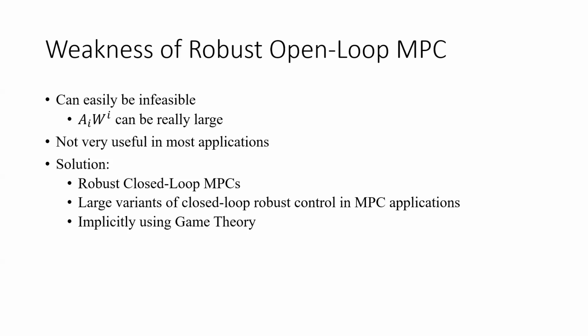That's why it's not very useful, because in most cases we cannot guarantee that in all of the applications we are using this method for, A always has eigenvalues smaller than 1, meaning that it will not enlarge the effect of the W.